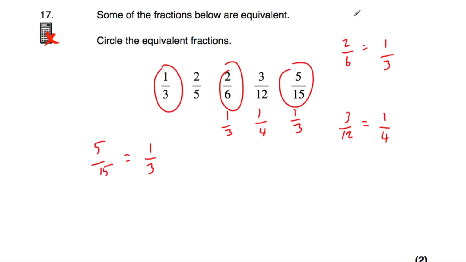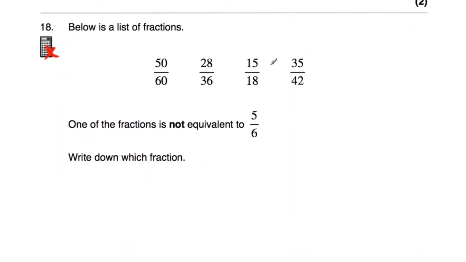Okay, let's look at our next question, question number 18. It says, below is a list of fractions, and we've got 50/60ths, 28/36ths, 15/18ths, and 35/42nds. One of the fractions is not equivalent to 5/6, and we need to write down which fraction. So let's cancel them all down and see which one does not equal 5/6.